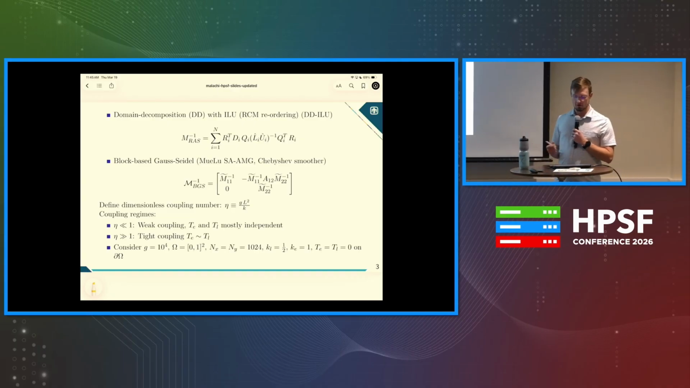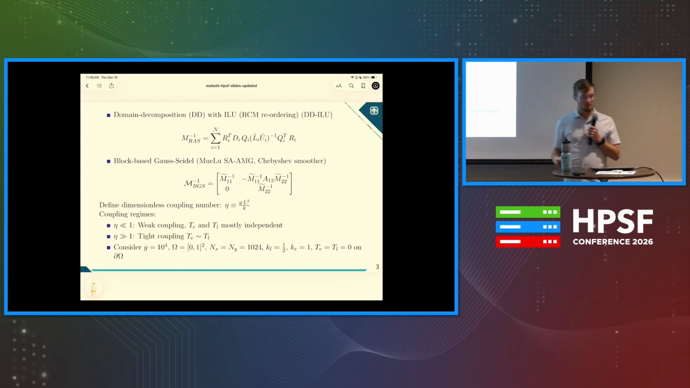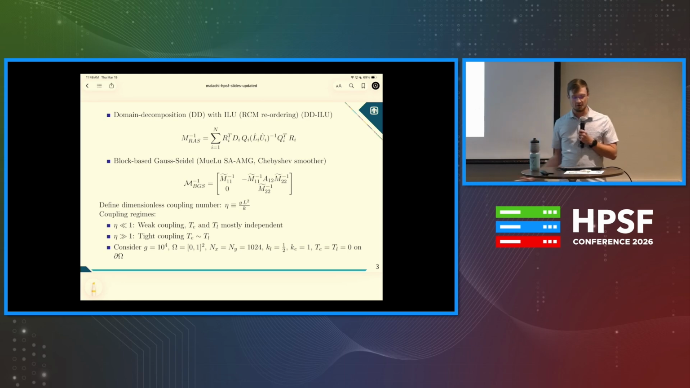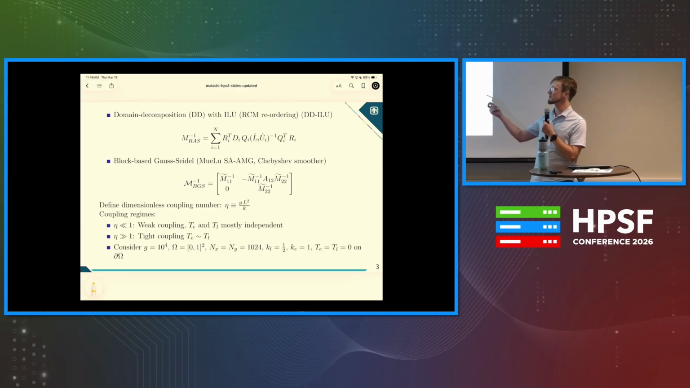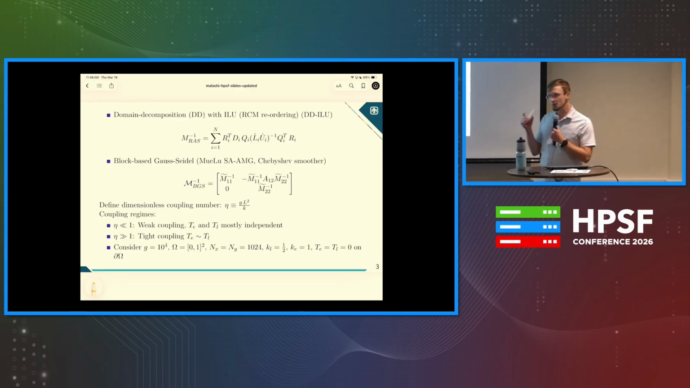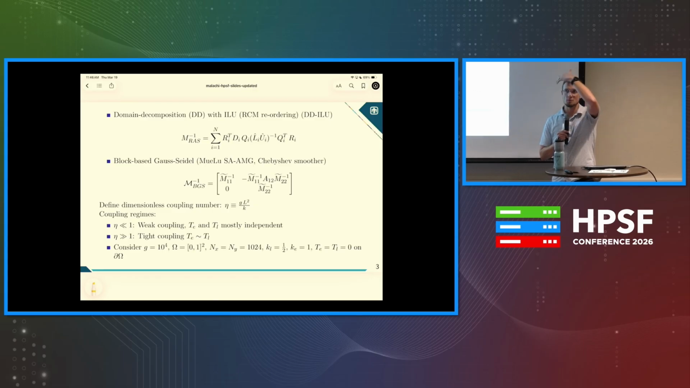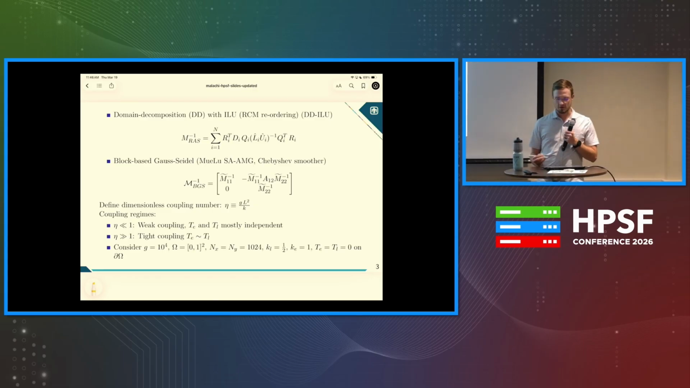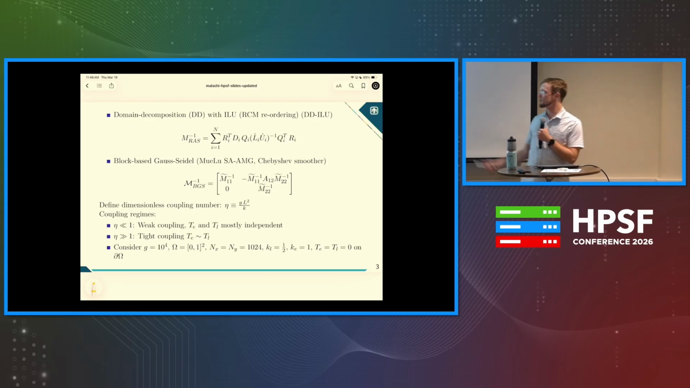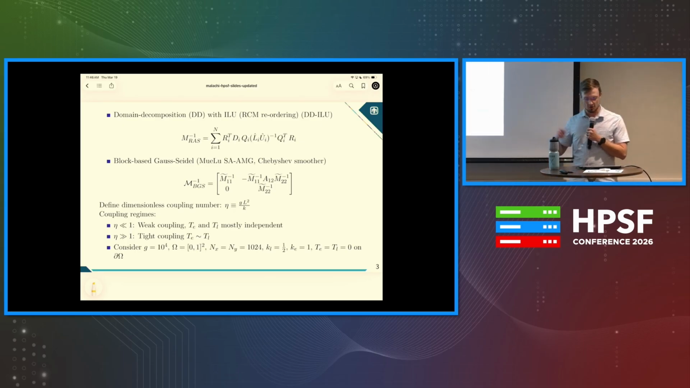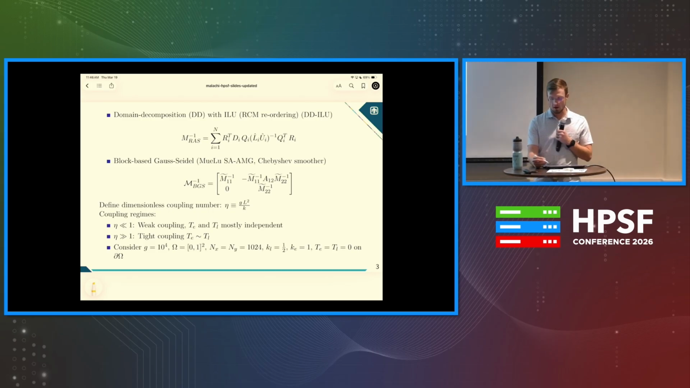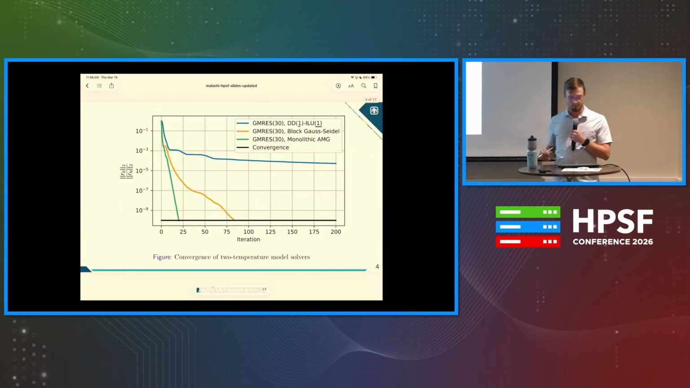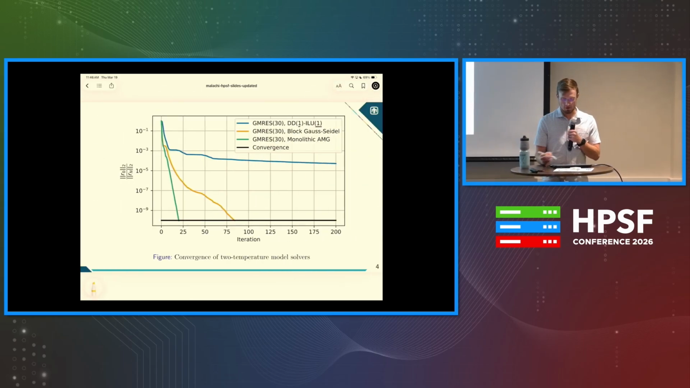Now if we define a dimensionless coupling parameter eta, which depends on the coupling strength G, then I can look at different coupling regimes. If eta is quite small, then the electron and lattice temperatures are largely independent. But if they're really tightly coupled, then those two temperatures will be similar. Now let's consider a toy example where I take G to be 10 to the fourth. I solve it using finite elements on just the unit square, and I just use homogeneous Dirichlet boundary conditions. This is what that actually looks like.